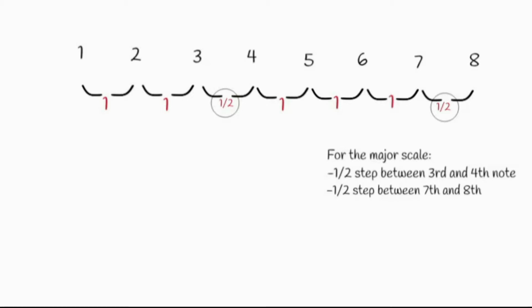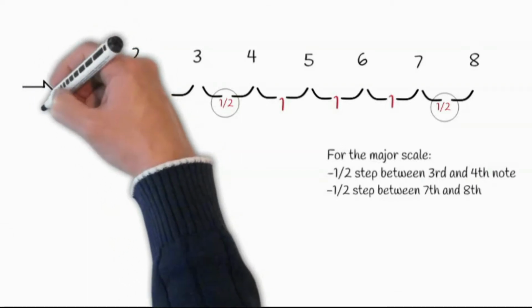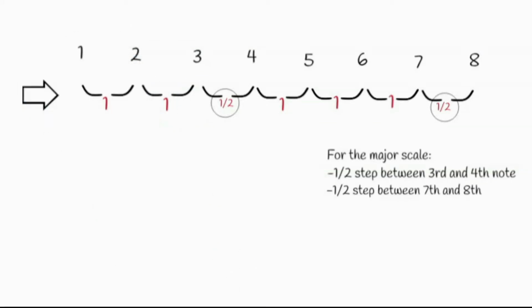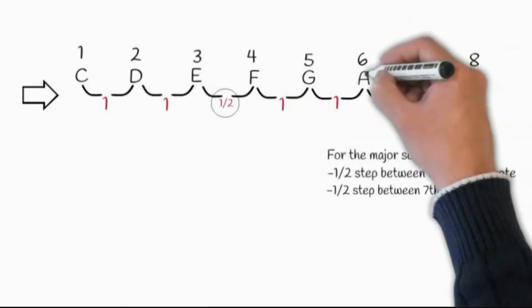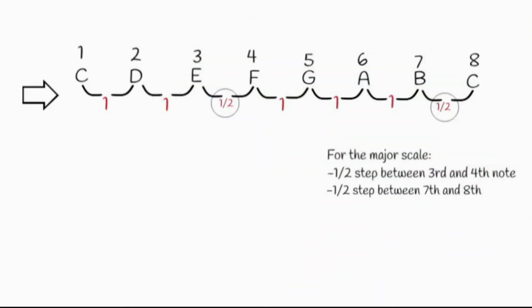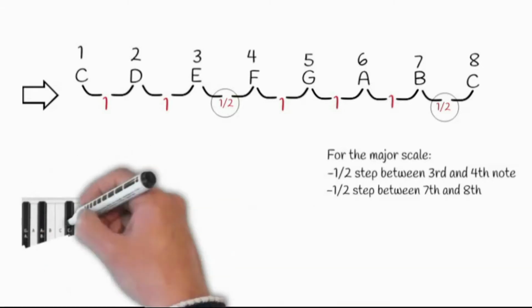The major scale is the only scale with this exact structure. And every major scale, no matter the key, has this same structure. Let's see what notes we would get when we build the major scale on a C note as a root. Notice that there are no sharps or flats. Also notice that the interval between E and F is a half step. Same for B and C. That's also something to remember.